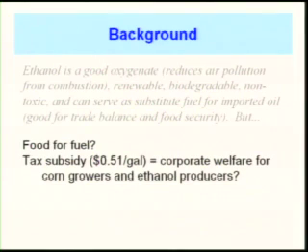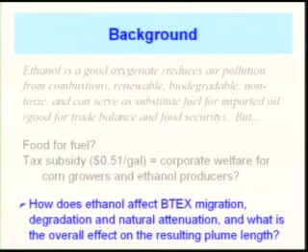I see our roles as professors and scientists as primarily providing scientific input to decision makers. And with that in mind, the issue or question that I want to address today is related to groundwater pollution, and is how does ethanol affect the migration and the degradation of BTEX compounds, and what is the overall effect on the plume length? Because the plume length determines the likelihood that the contaminant will reach a receptor. So are we at an increased risk? And if so, is this risk significant or not?